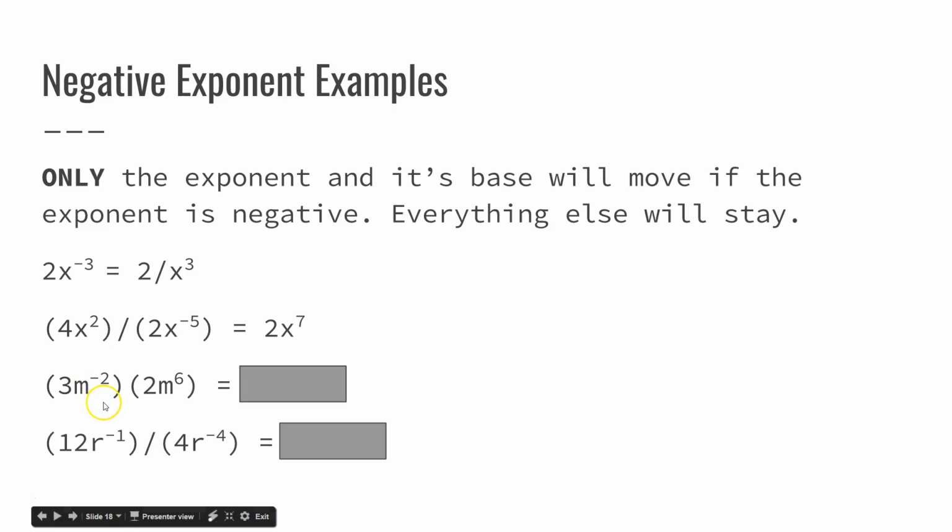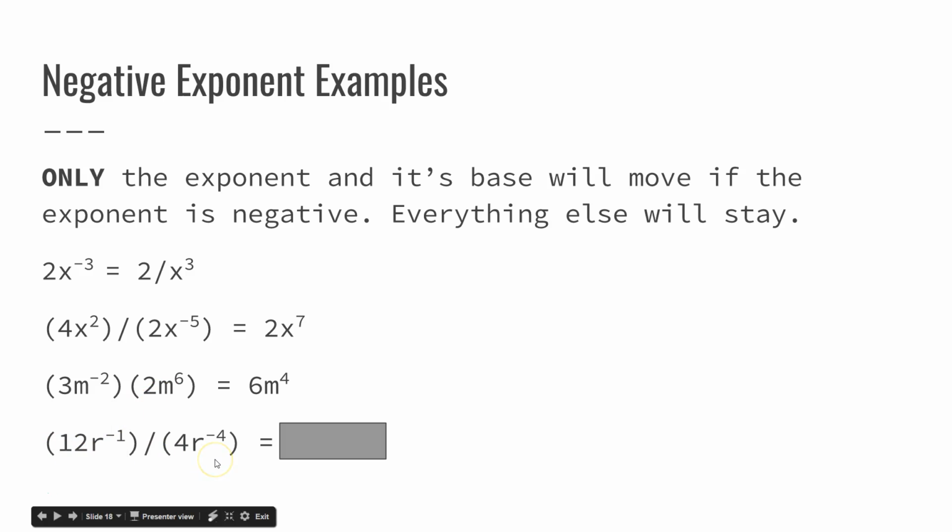In this third one, we have multiplication going on here. So we do not deal with the negative yet. Do your multiplication steps first. So 3 times 2 is 6. And then we have m to the negative second power times m to the sixth. Those are like bases. And whenever you're multiplying like bases, you add your exponents. Negative 2 plus 6, again, you're going to notice you get a positive exponent when you do that.